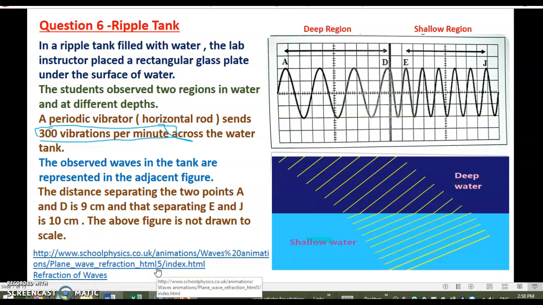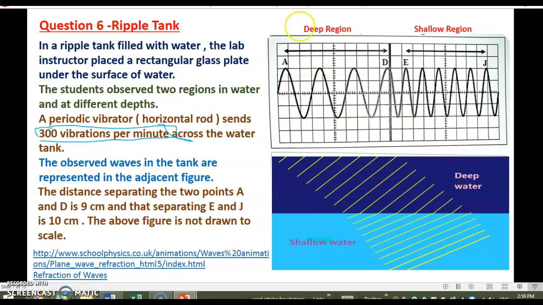The periodic vibrator, which is the horizontal strip that we saw, sends 300 vibrations per minute across the water tank. The observed waves in the tank are represented in the adjacent figure. The distance separating the two points A and D is 9 cm, and that separating E and J is 10 cm, and the figure is not drawn to scale. So regardless of the number of boxes, just consider the given distances.